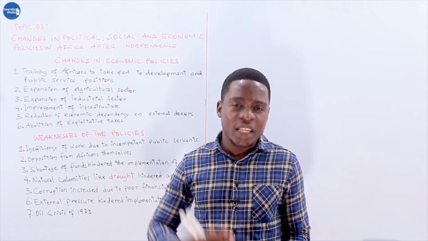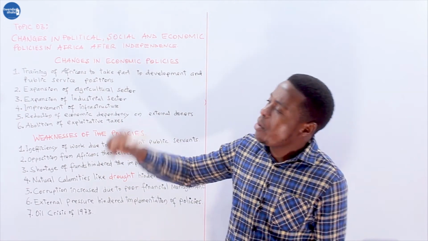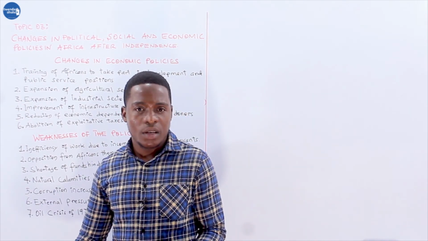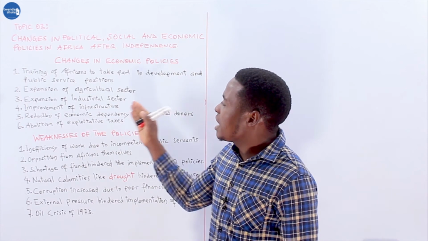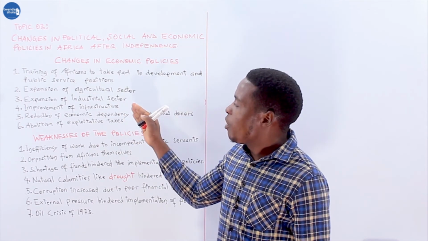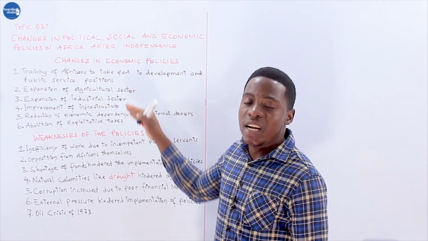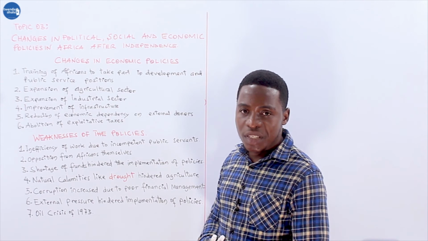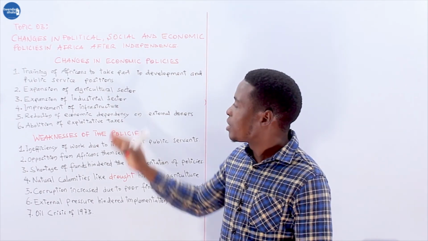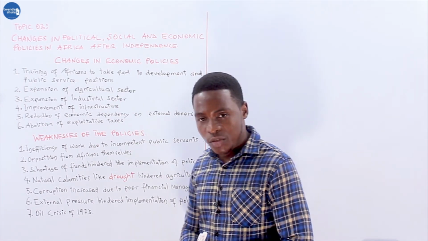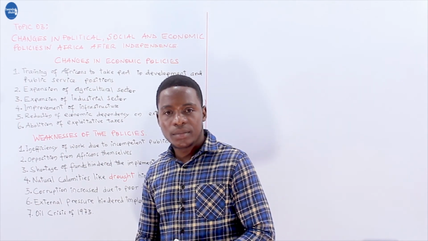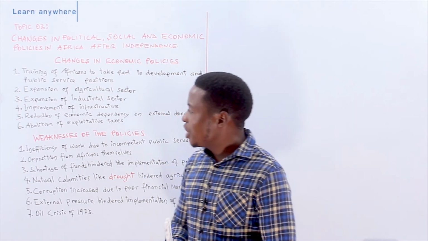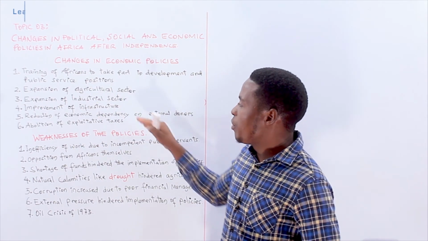But also we established these industries so that we provide employment to our people, whereby the industrial sector employed a larger number of people, next to agriculture. So one of the policies that were taking place was to expand the industrial sector. Another change was the improvement of infrastructure.